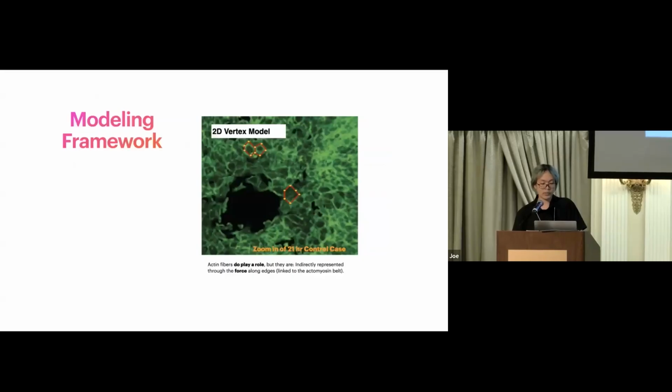So for the modeling framework, we are going to employ the 2D vertex model. We're going to define the tissue as a tessellation of polygons. This picture is basically the wound that you saw from the previous video, but colored by the actin. And we can define each cell by these polygons. This is going to allow us to study the shapes, the areas, and the interactions between the junctions.